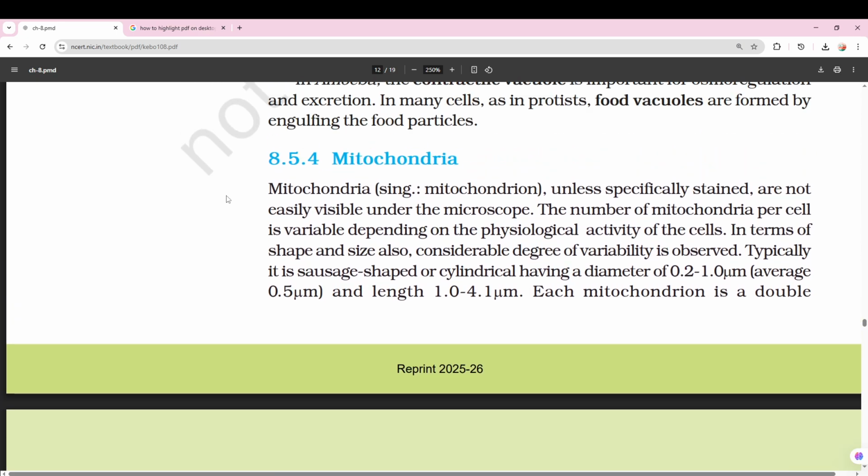Mitochondria, unless specifically stained, are not easily visible under the microscope. The number of mitochondria per cell is variable depending on the physiological activity of the cells. In terms of shape and size also, considerable degree of variability is observed. Typically, it is sausage shaped or cylindrical, having a diameter of 0.2 to 1 micrometer, average 0.5 micrometer, and the length 1 to 4.1 micrometer.